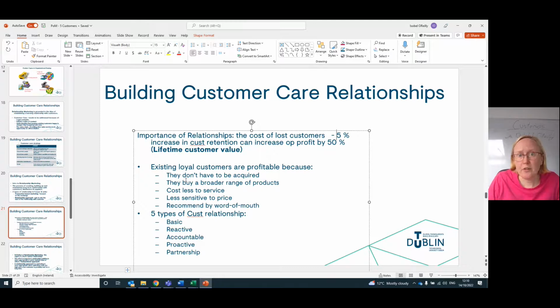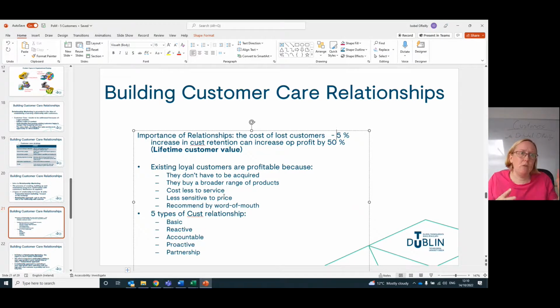Existing loyal customers are profitable because they don't have to be acquired. They buy a broader range of products because once they like one brand, they'll try our other options as well. They cost less to service because they know more about our products if they've been trying them for a while. They're less sensitive to price. Again, they have positive vibes about our brand more so than other companies, so it would take a bigger price differential to make them move. And they will hopefully recommend us by word of mouth.